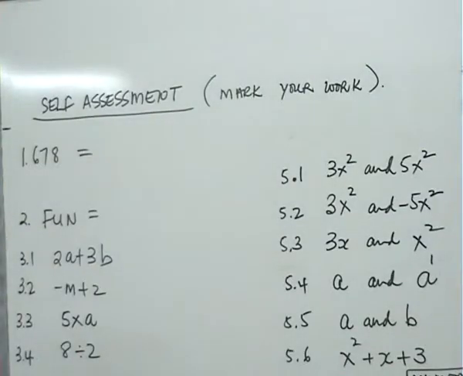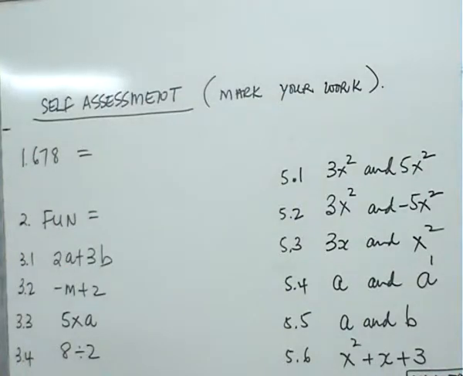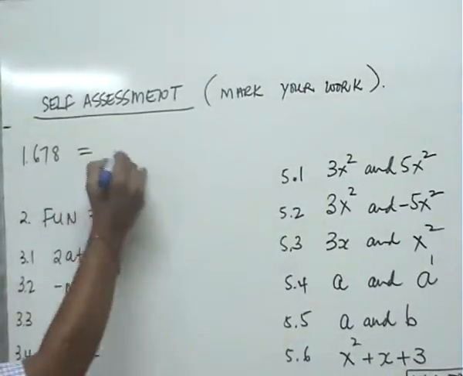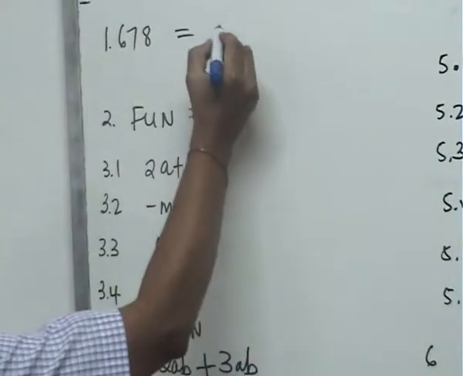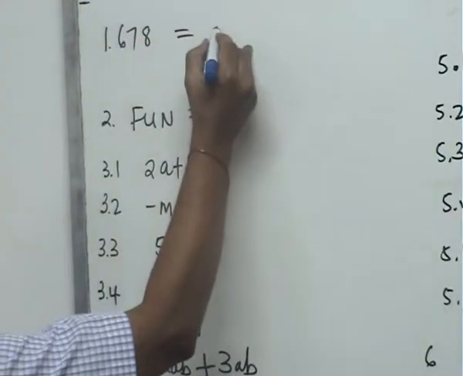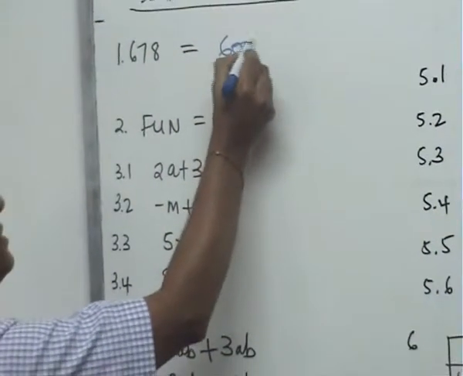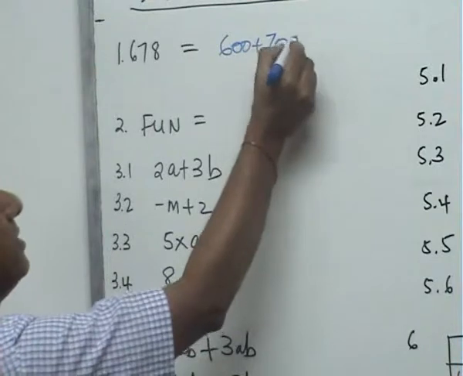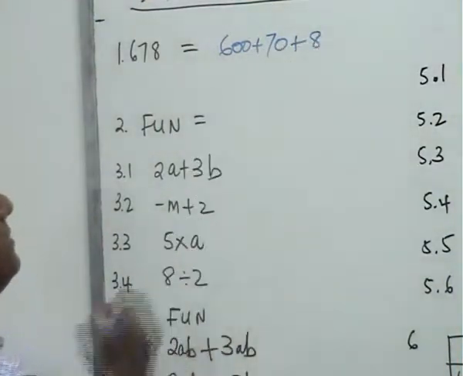I hope you haven't been cheating. I hope you did these examples on your own and you have now switched on the DVD again to mark your work. Number one. Alright, number one, 6, 7, 8. You have to put in signs over here. So you know that this is 600 plus 70 plus 8.